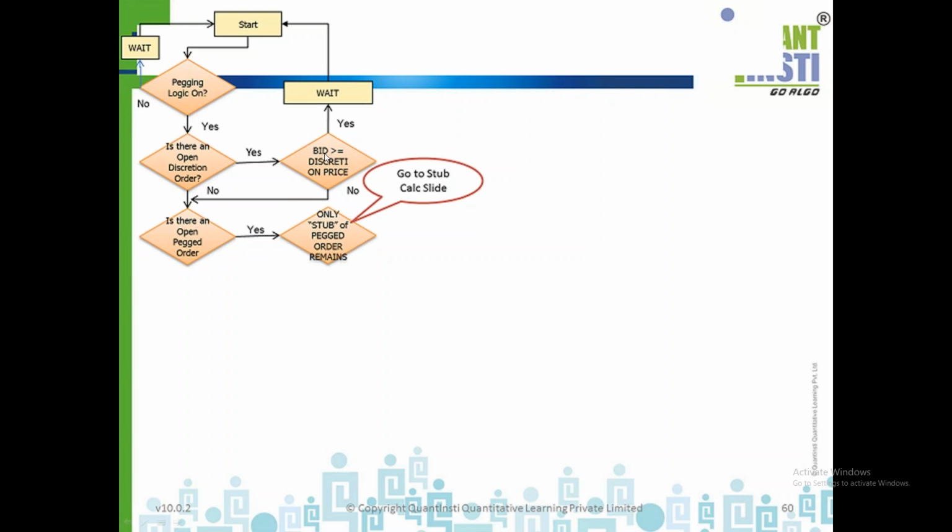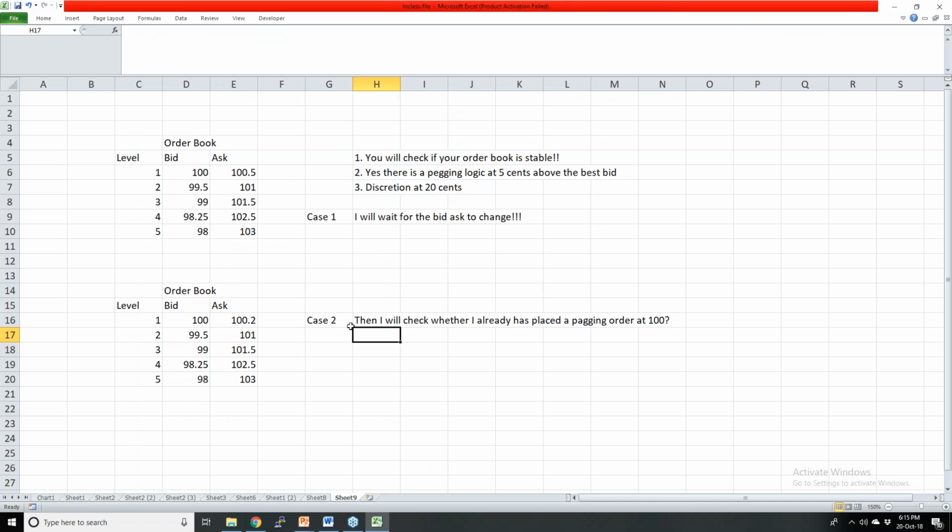So this is not bid. This is actually the bid ask spread. The bid ask spread is greater than the discretion range. So this is a typo. The spread should be greater. Your pegging order will flash in the order book. Absolutely.